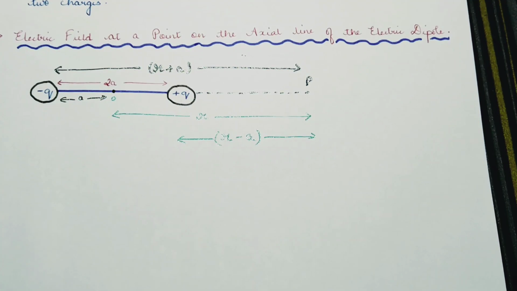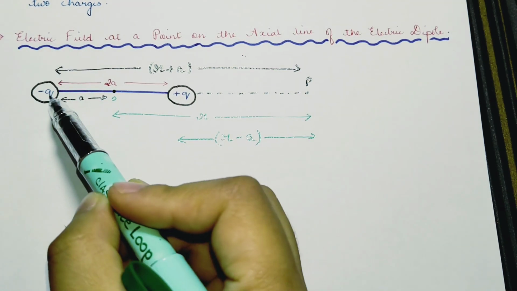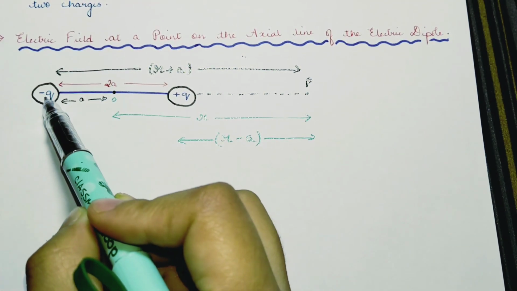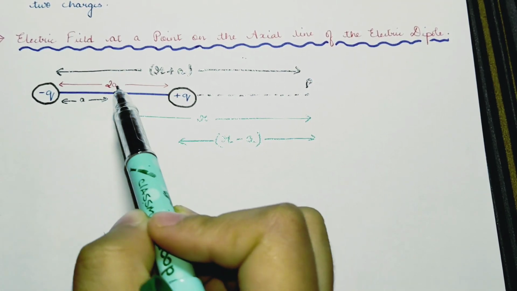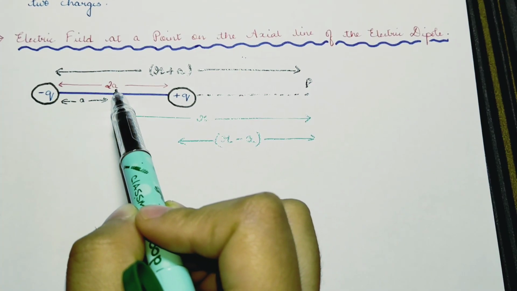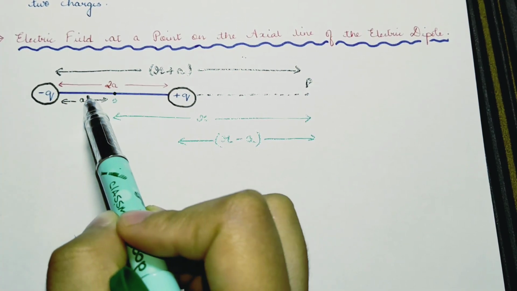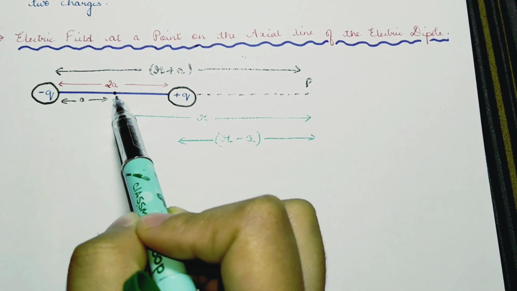Hello students, today we're going to be discussing a very important derivation of chapter 1, which is the electric field at a point on the axial line of the electric dipole. So here we have a dipole setup, which is a pair of equal and opposite charges separated by a finite distance 2a. Now the half of the distance will be a, right?